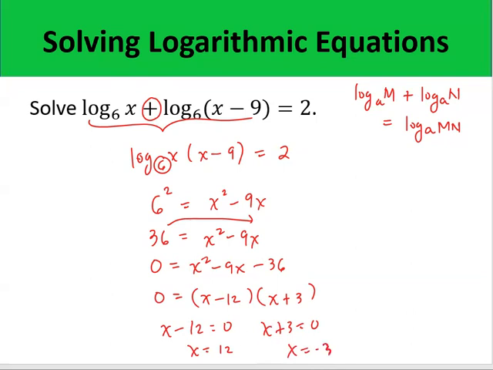If we check for x equals 12, 12 will fit in this parameter because that's positive. And then 12 minus 9 here is 3. It's also positive. So x equals 12 is a solution of this equation. However, the x equals negative 3 when replaced to x, then we will have a problem here because this will become logarithm of a negative number to the base 6. So x equals negative 3 is not a solution. So for this equation, the only solution is x is equal to 12.